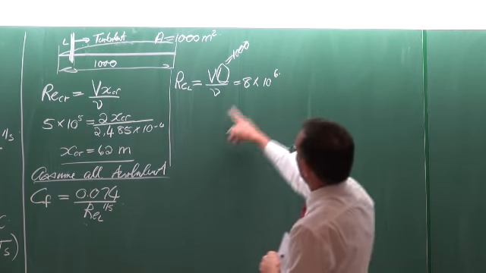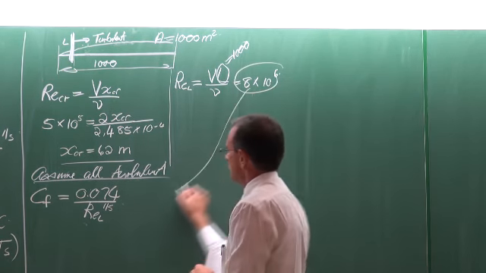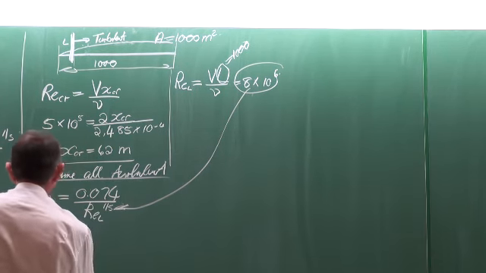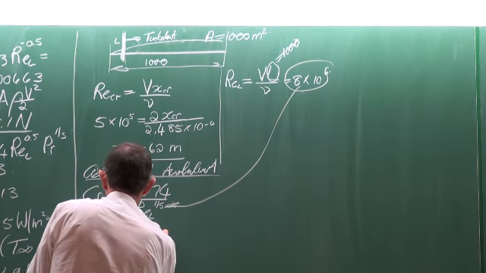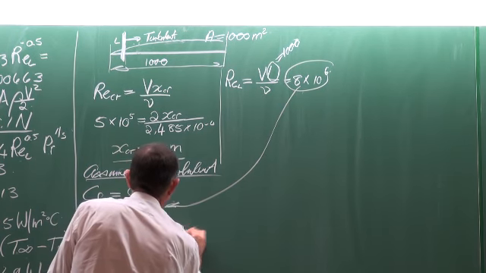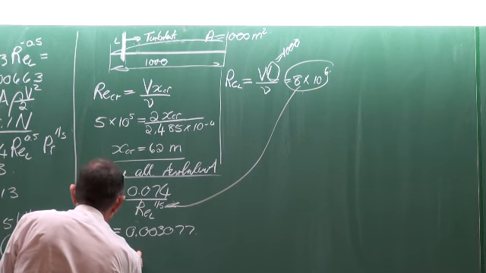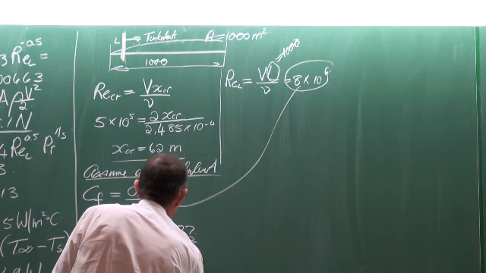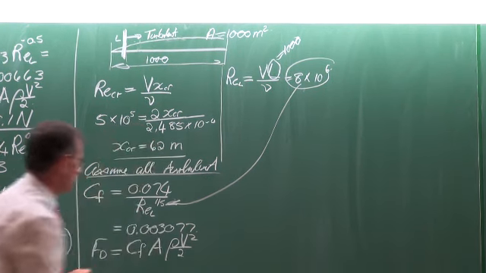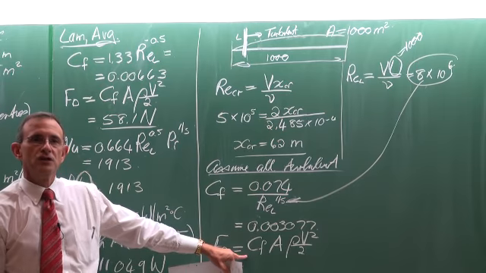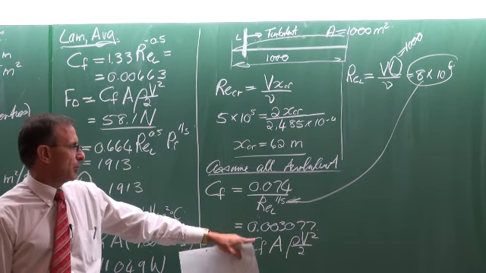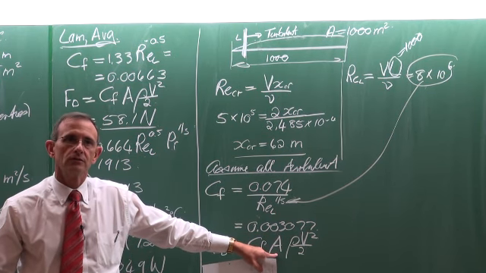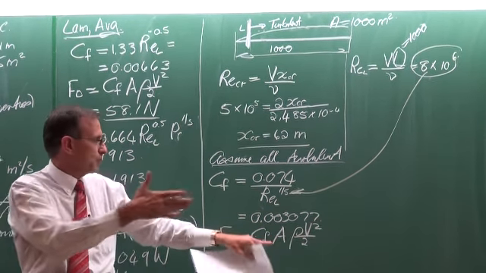So this equation now, we have to use this value in there. Okay. And then we calculate the friction coefficient. And the result of that is that it would be equal to 0.003077. And then determine the drag, which is equal to CF multiplied by the area, rho V squared divided by 2. The friction coefficient is equal to 0.003077. The area now is 1,000, of course, okay, because we've got 1,000 meters multiplied by 1.